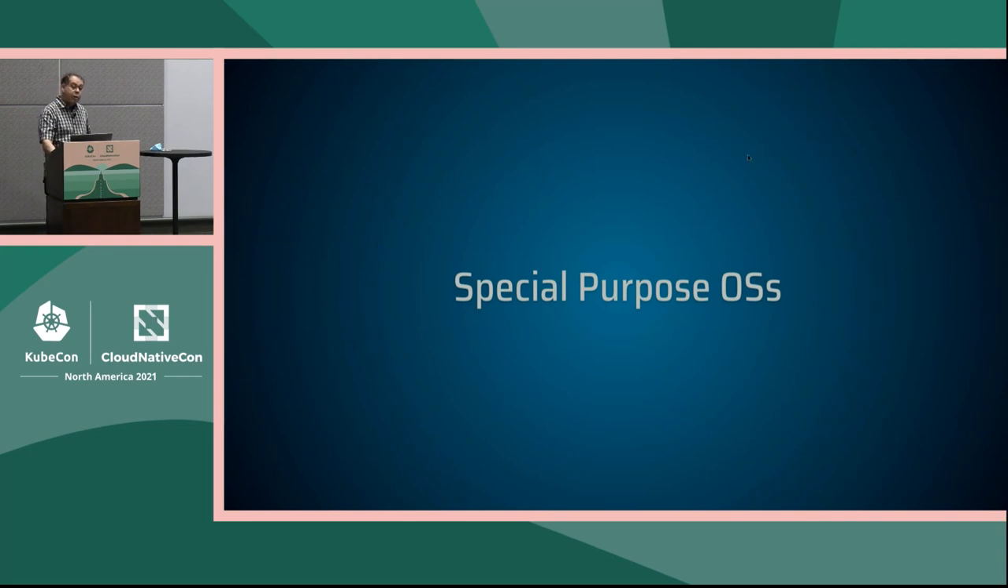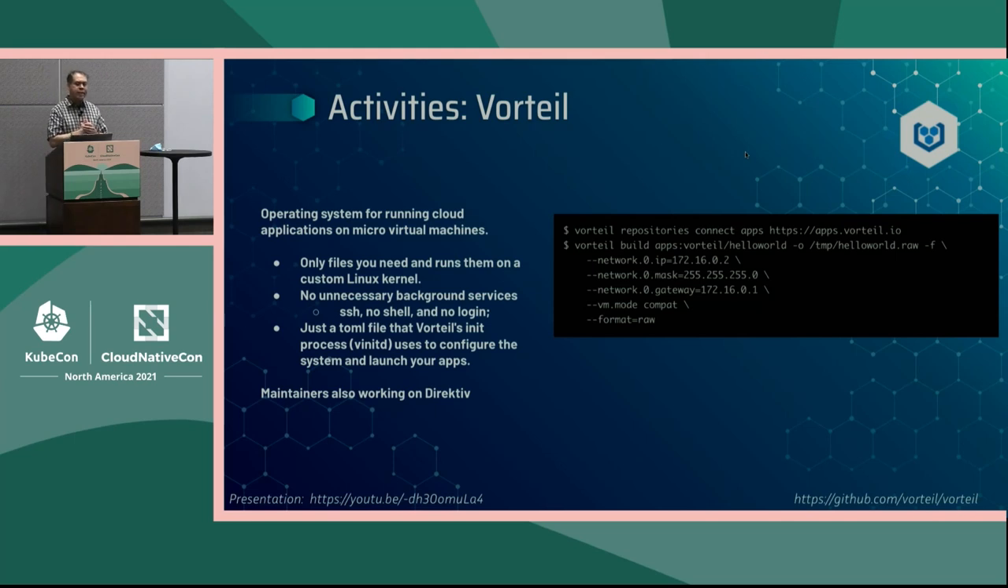So in the scope of special purpose operating systems, we had this project called Vortex present, and essentially this is an operating system defined by a TOML file. So you can create your own operating system for your specific workload. There's no SSH login and there's no shell. So it's very custom made. They also have a library of different operating systems in a similar way. You have like a Docker registry, but in this case, you have a library of micro VMs with operating systems. So for your specific use case, you can use some of these. And the maintainers are also working on another project called Direktiv, which is a way to run serverless workloads using Knative.